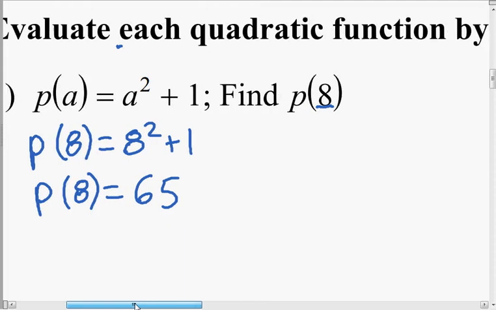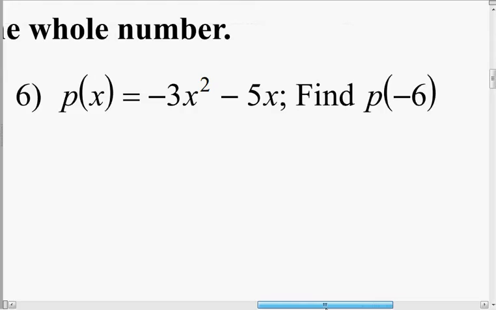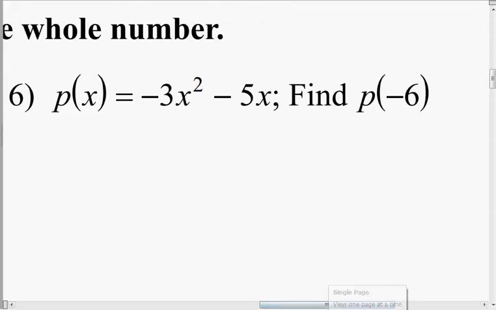Take a quick look at number 6 now. Pause the video, see if you can do number 6. When you have gotten an answer, come back and you can check your answer with mine. Okay, number 6, we want p of negative 6. This is a little more complicated. I'm going to write out a little bit more.